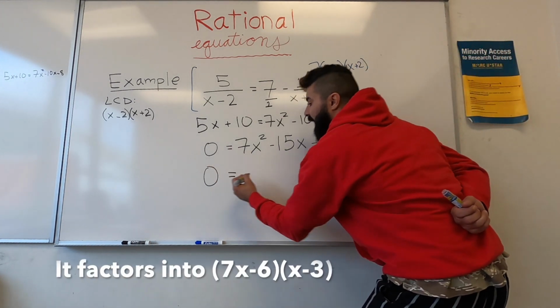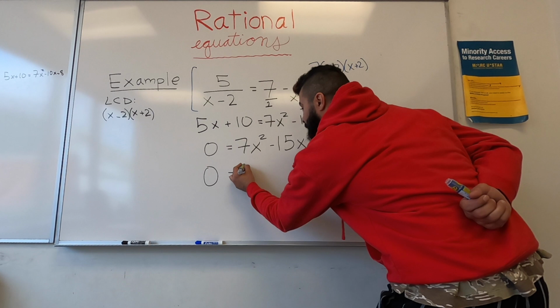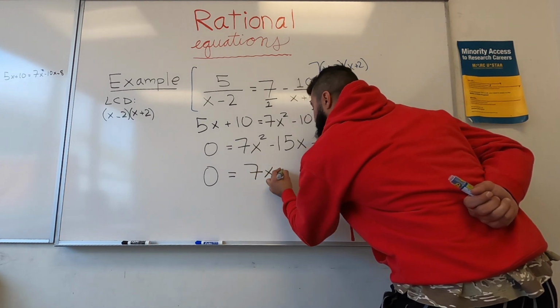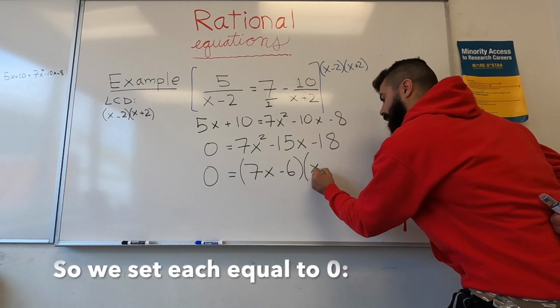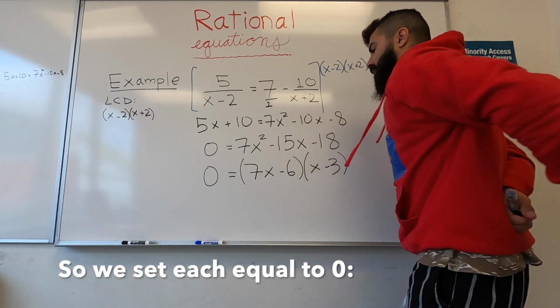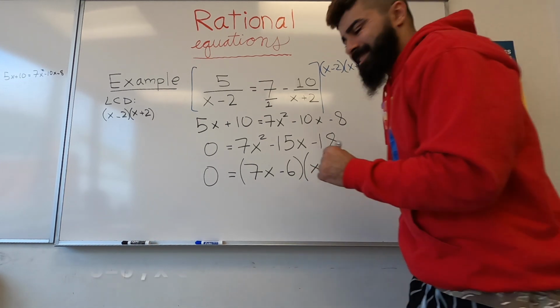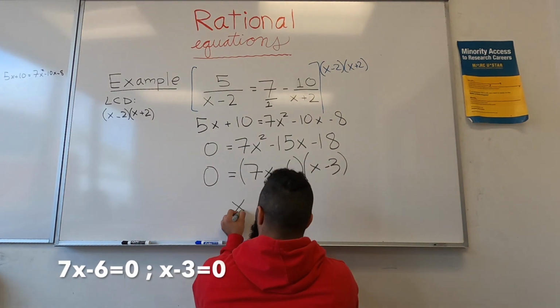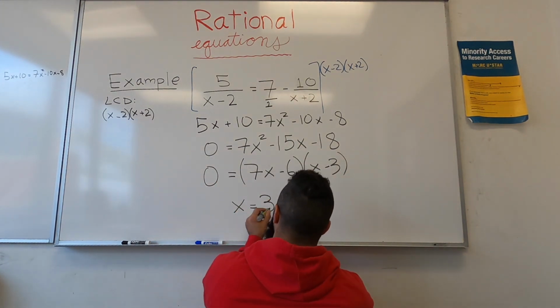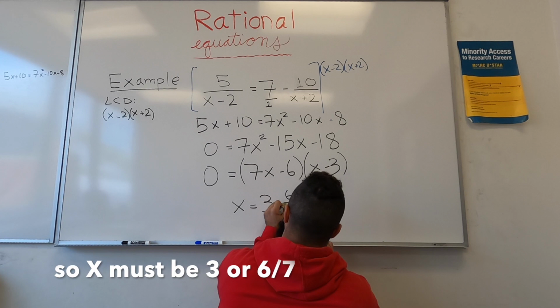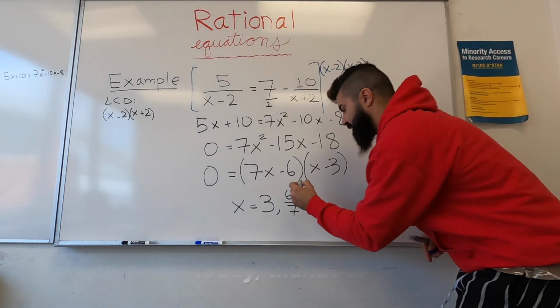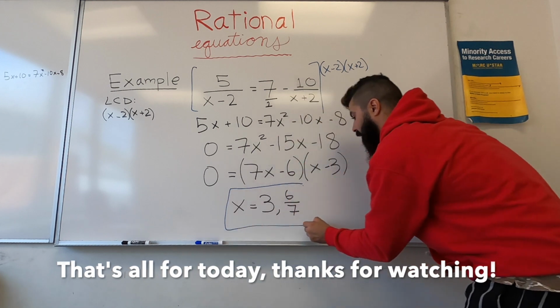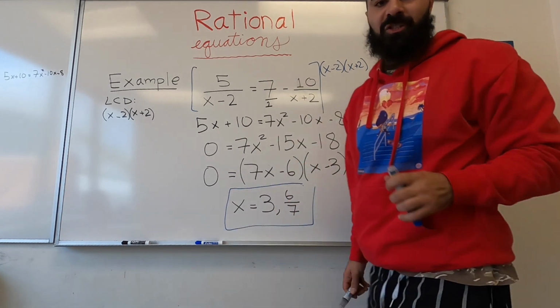So by the x factor method, we get 7x minus 6 and x minus 3 equals 0. Well, this tells us that x is equal to 3 or 6 over 7, which is the answer for our given example of a rational equation.